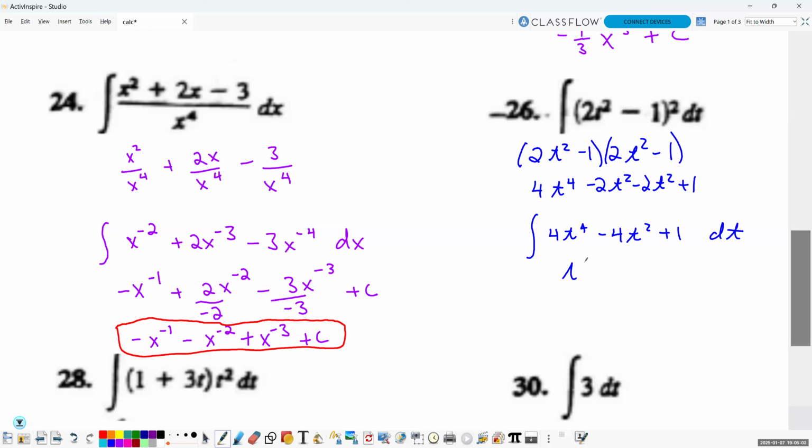Add a power. Divide by the new power. Add a power. Divide by the new power. Oh, shoot, I wrote x.